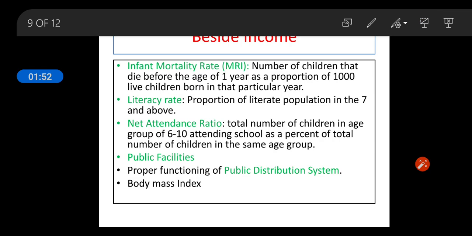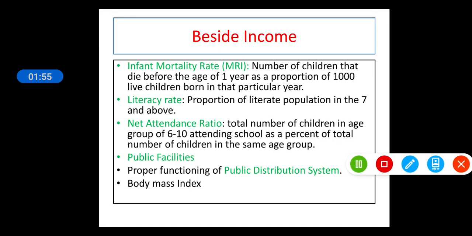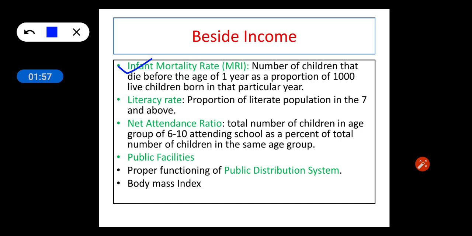Now let us see what the infant mortality rate is. It is the number of children that die before the age of 1 year as a proportion of 1000 live children born in that particular year. So if the infant mortality rate is lower, it shows that the region is doing well in terms of development. We also have literacy rate. Higher literacy means higher development.